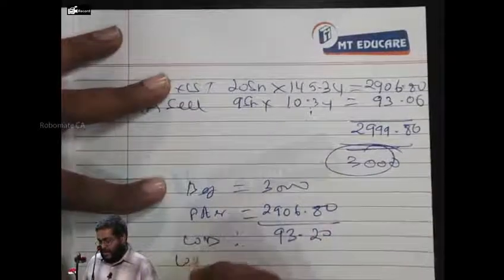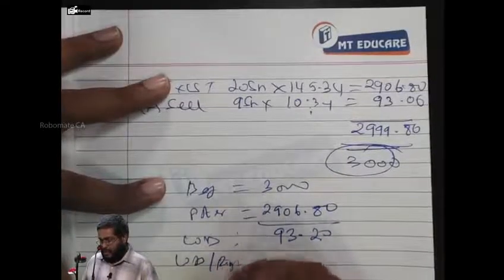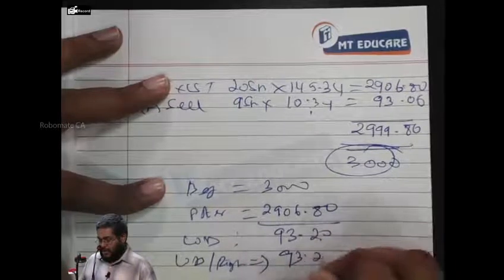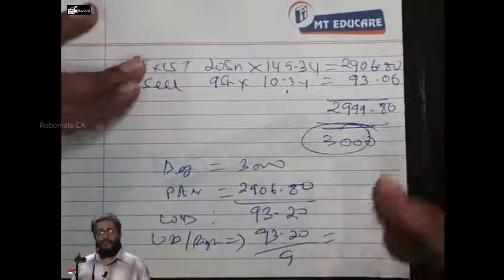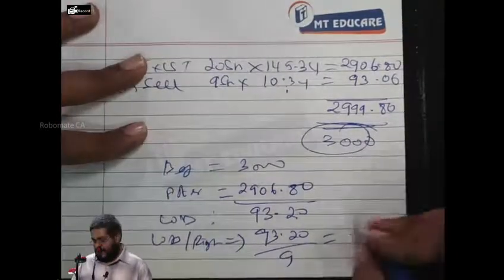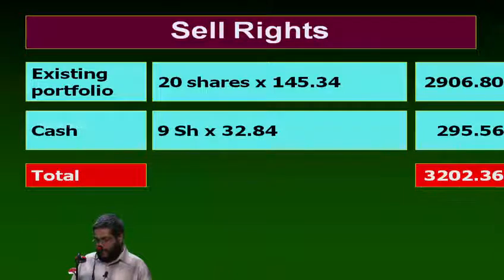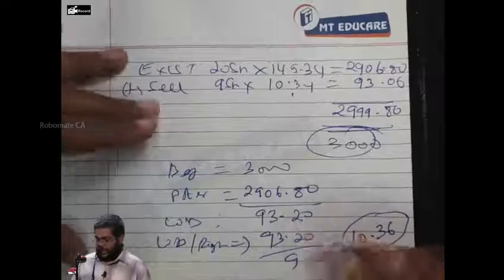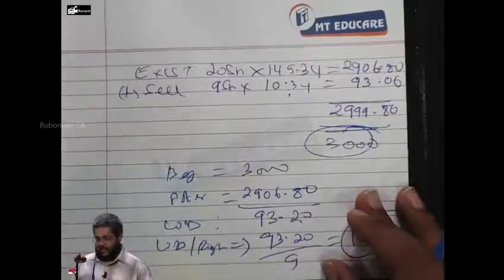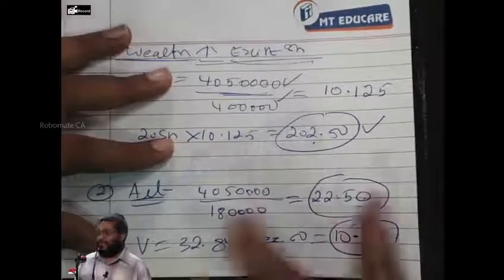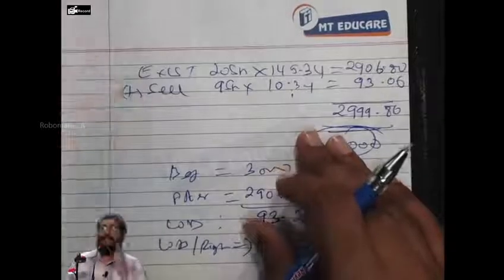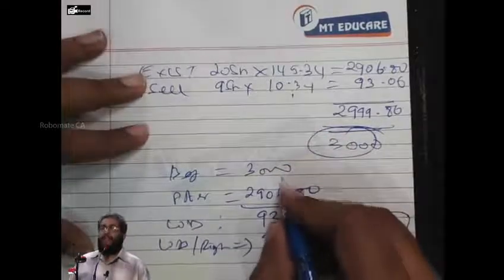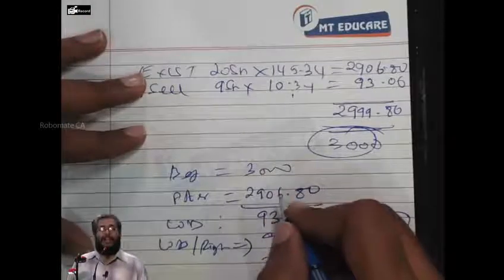Write down: loss per right is equal to 93.20 divided by 9. What is the loss per right? 10.36. Some number you round off here. 93.20 divided by 9 gives you 10.36. I dictated 10.34, you leave it, here it is 10.36. Everybody getting it or not? Very simple. Before rights, my 20 shares are worth 3,000. After rights, it became how much?